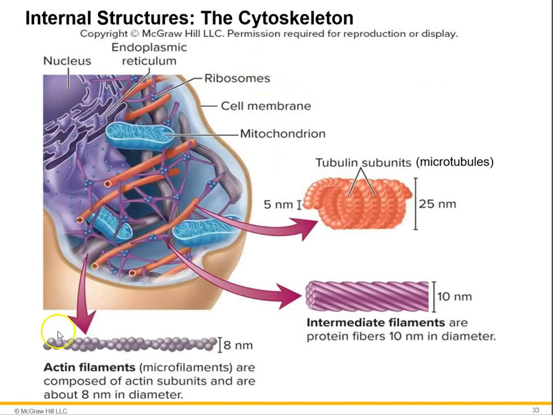Here's the different fibers of the cytoskeleton. You have from smallest to largest actin filaments, then intermediate filaments, and then microtubules here.